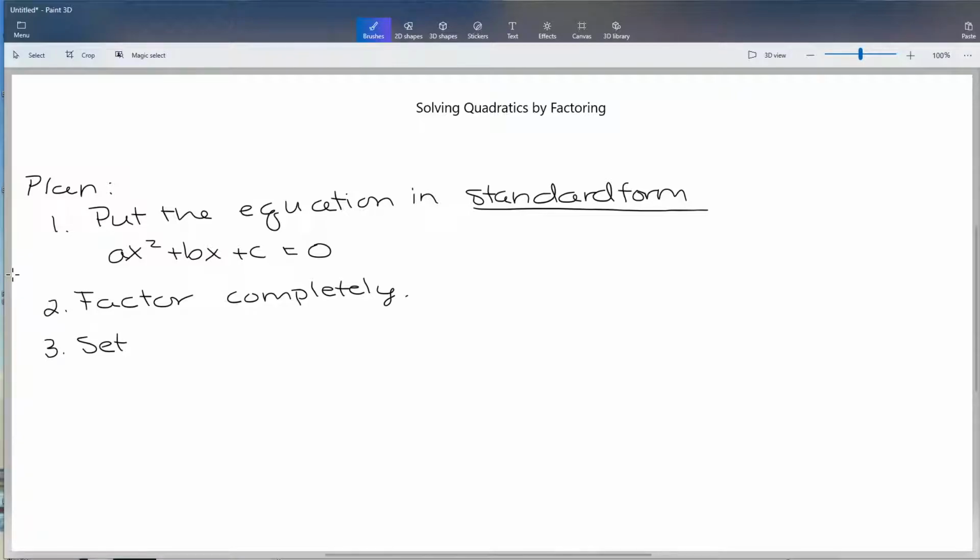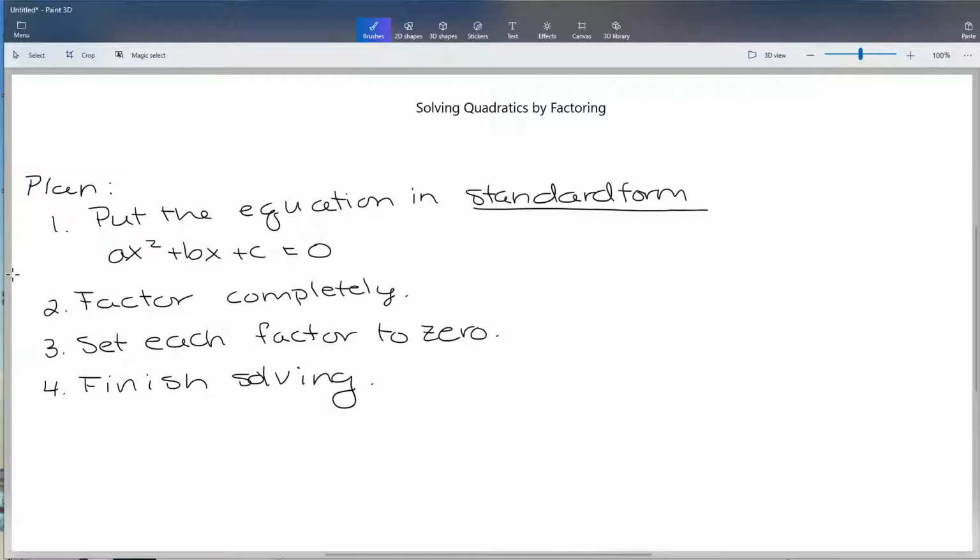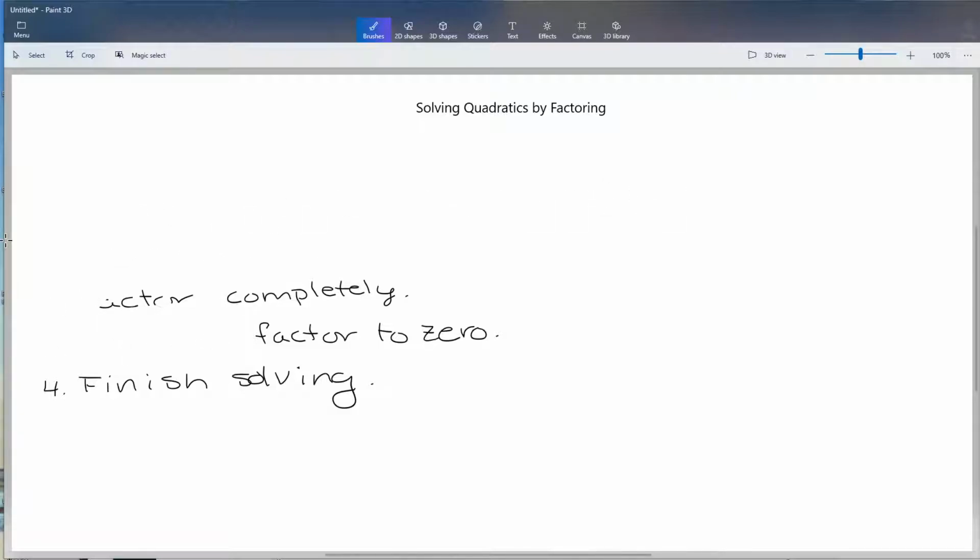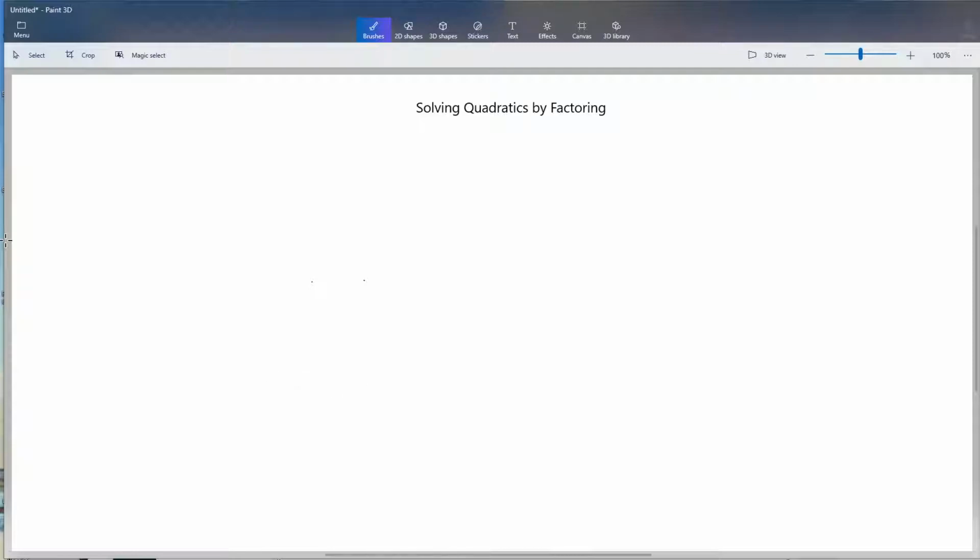Set each factor equal to 0. Okay, and then we are going to finish solving. Okay, so let's look at some examples of solving this way. Okay, what types of equations can be solved this way?